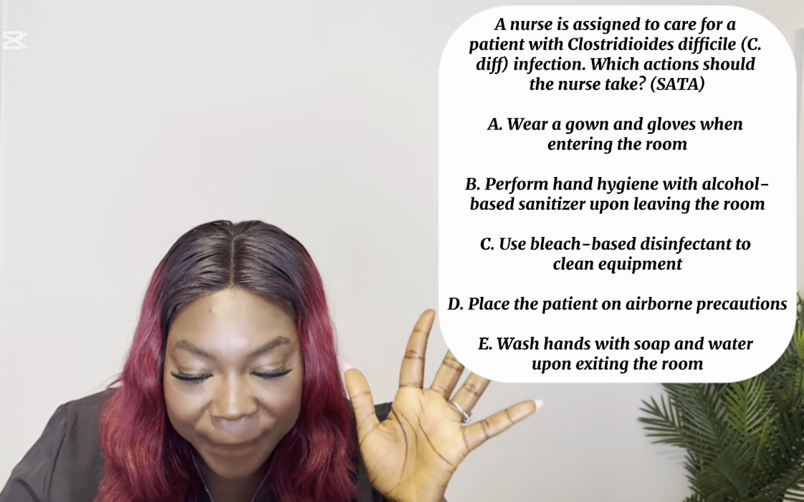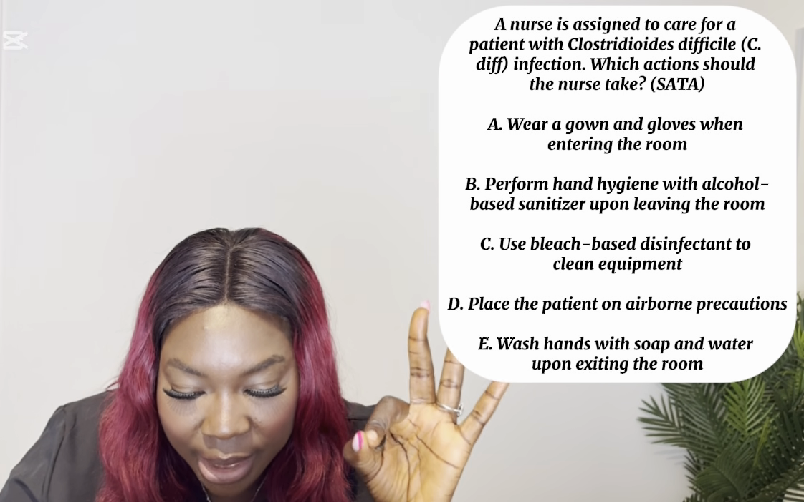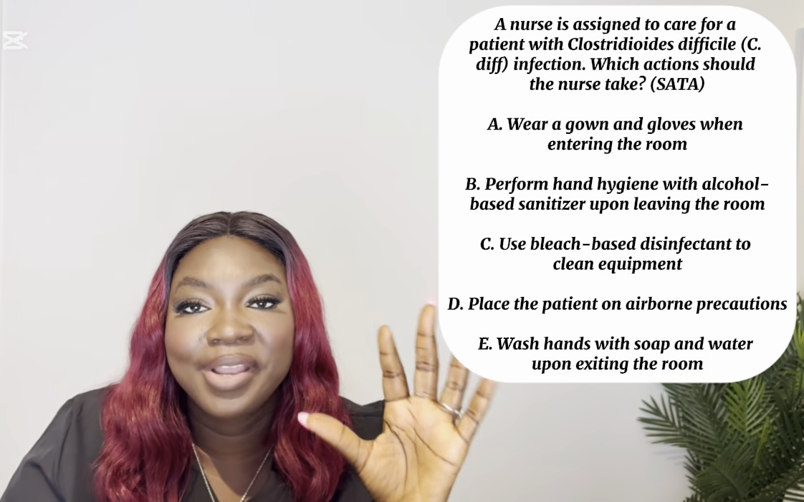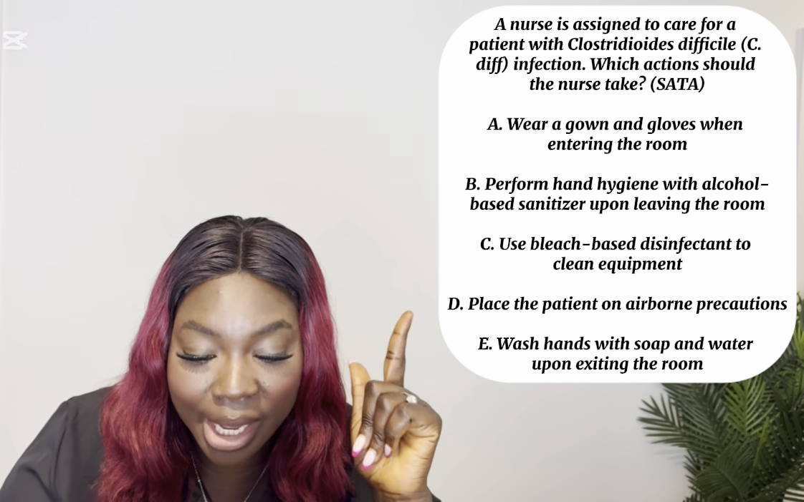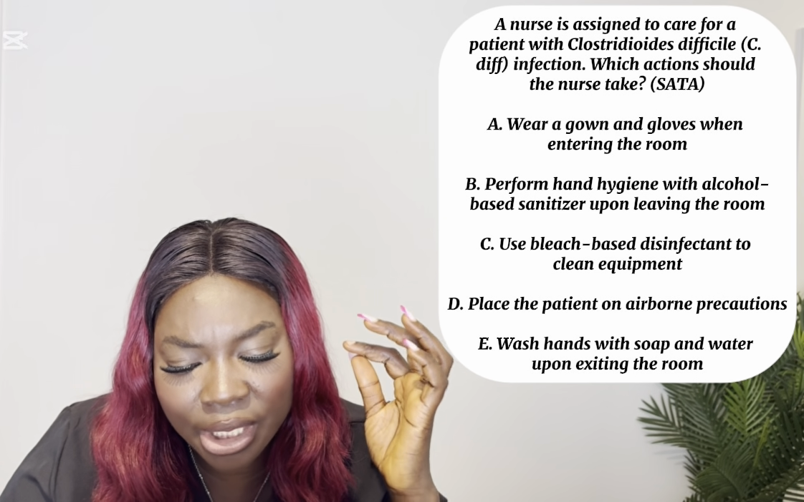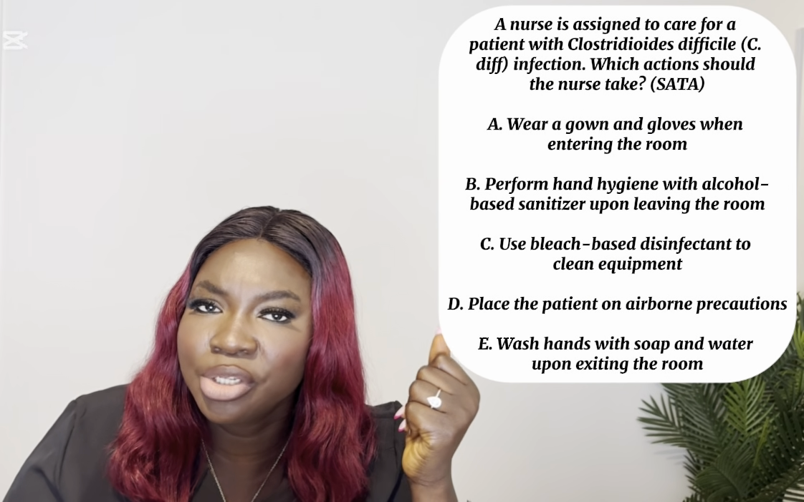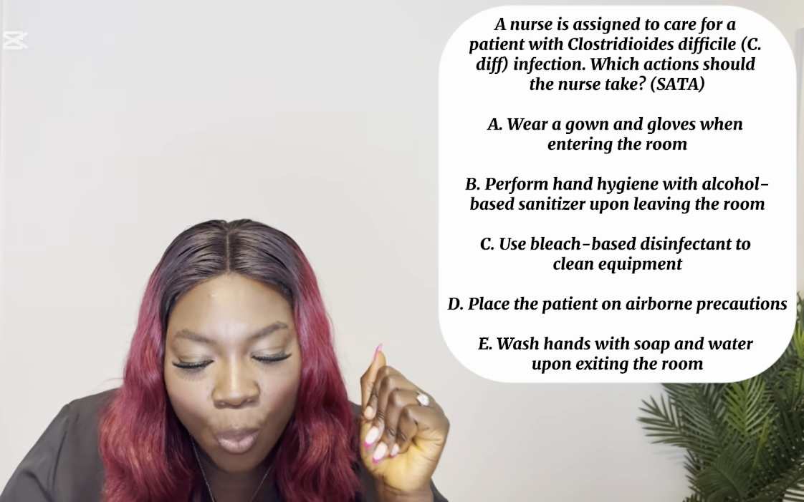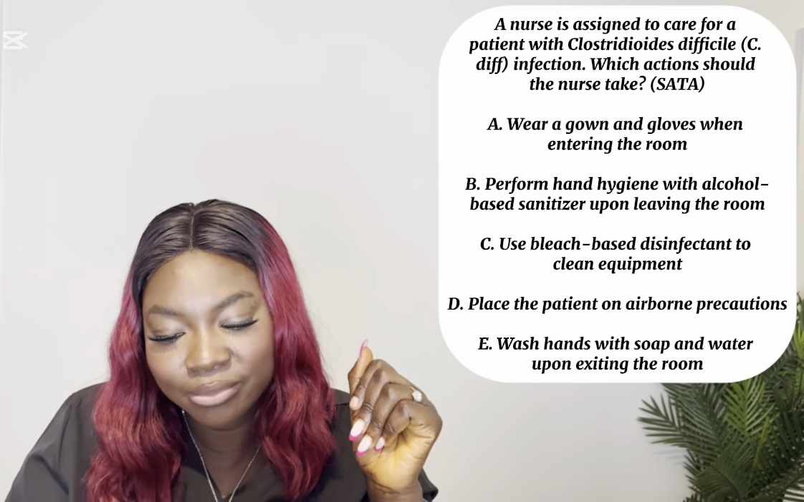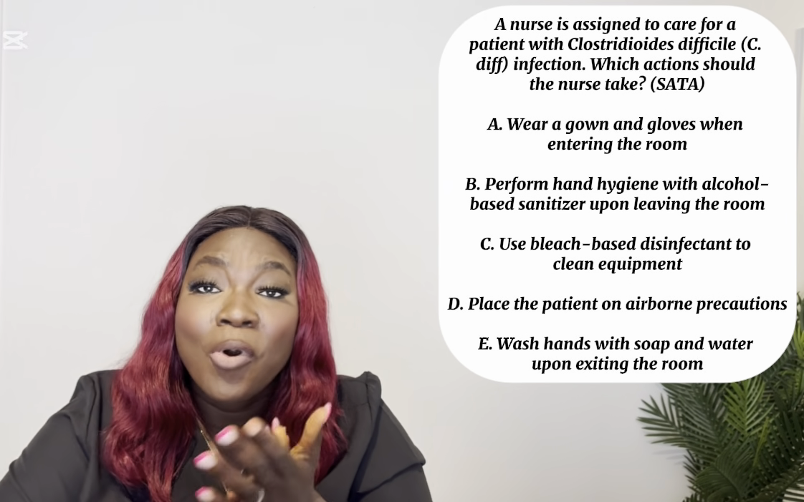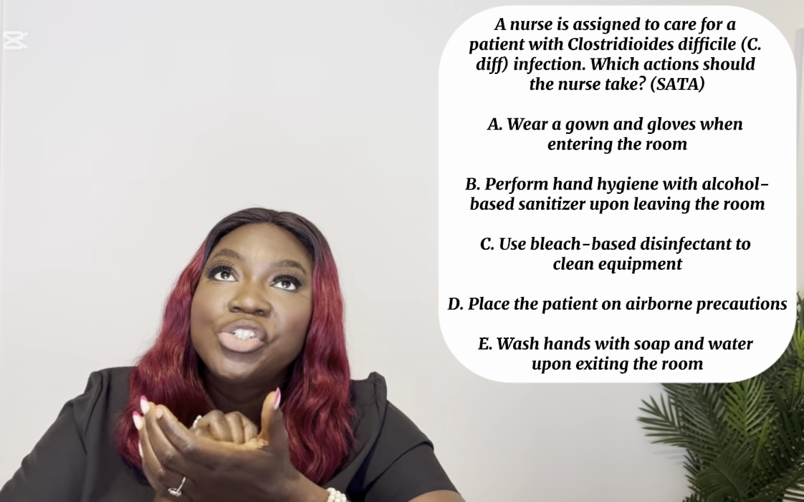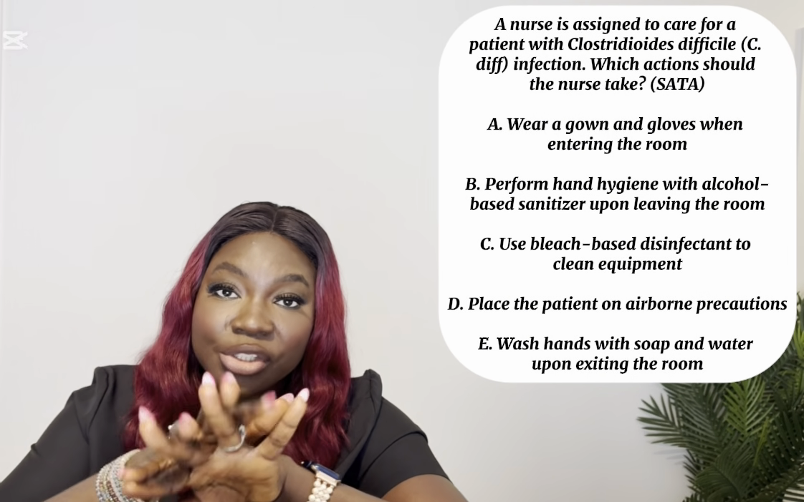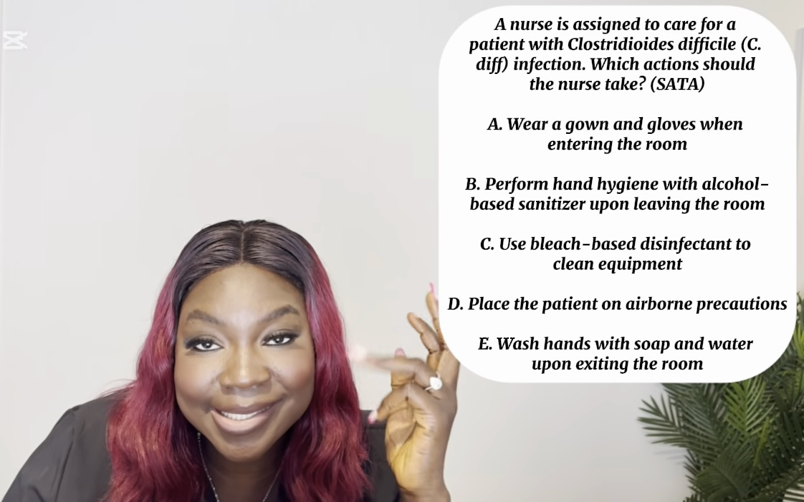C, use bleach-based disinfectants to clean equipment. Right? Now, bleach-based disinfectants are effective for environmental cleaning. So that is good. Now, D, place the patient on airborne precautions. I just literally told you guys it's contact. So why would you place them on airborne? Okay? Don't do that. Now, wash hands with soap and water upon exiting the room. Absolutely. Wash that hand. You wash your hands for about 20 seconds, right? While you are singing happy birthday, you wash. Okay, so our right answer is ACE.